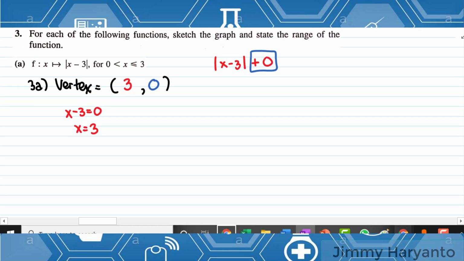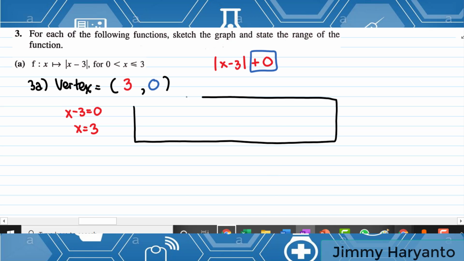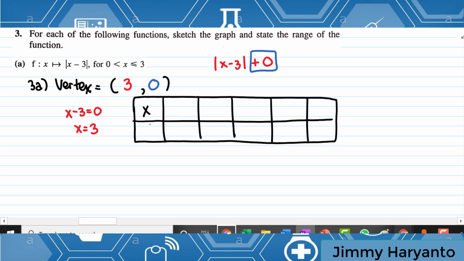And then the second step, you have to create a table around the x value of the vertex. Okay, let's say like this, x and y. You have 3, 0, so you have to create around it. Around it maybe 2, and then 1, and then 4, and then 5, right? And then 0. Okay, and then you have to find the value of y. y equals the absolute value of x minus 3.